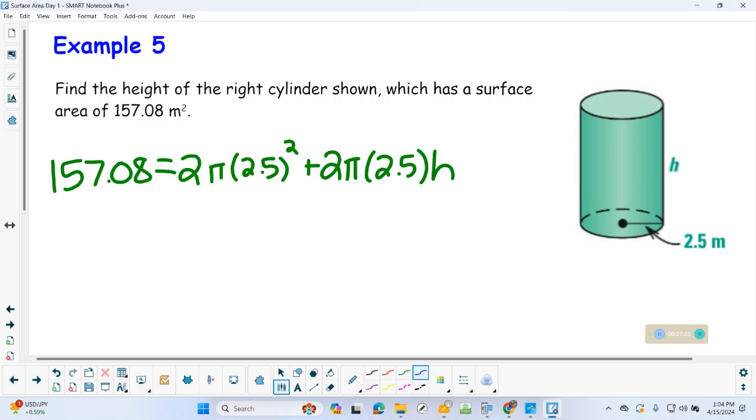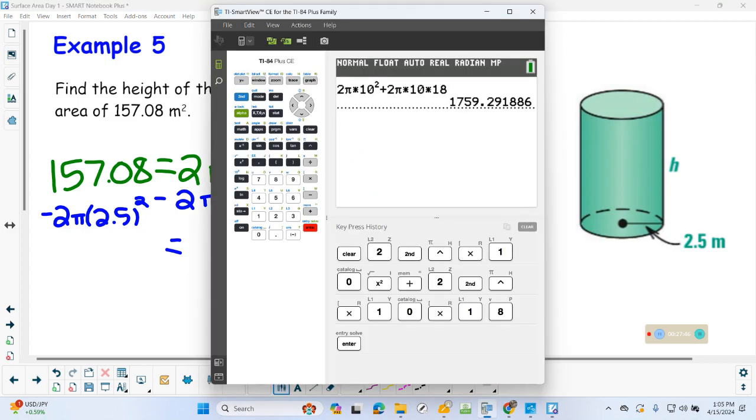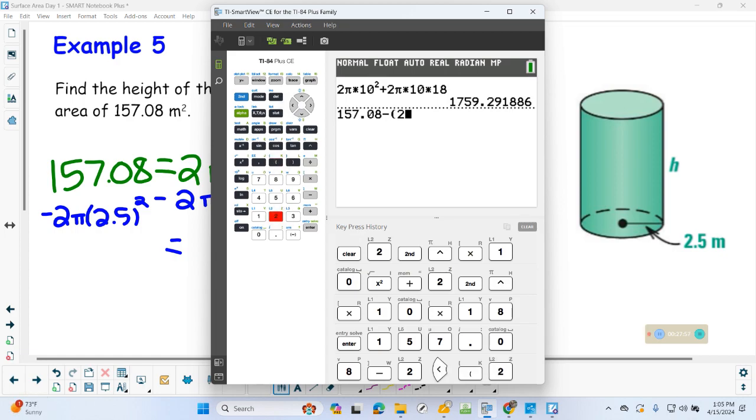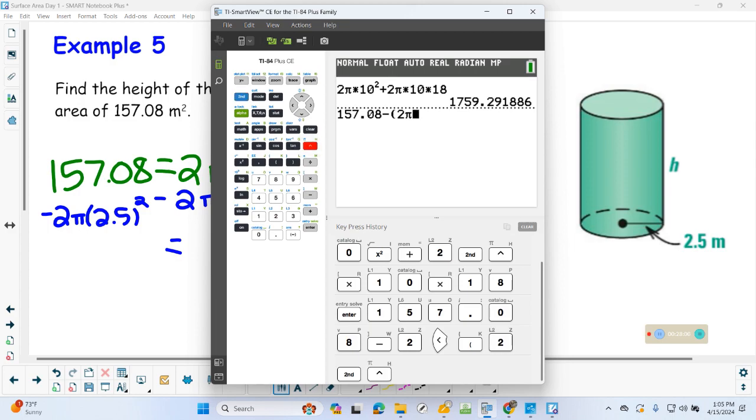To get h alone, I would first get rid of this term. To get rid of this, I'm gonna go to my calculator, I'm gonna subtract it, because that will make 0 there, but of course I gotta subtract it over here. So the first thing I'm gonna do, we're gonna do this in our calculator, I'm gonna type in 157.08 minus. Now I'm going to put this in parentheses to make sure it subtracts the whole product: 2 pi times 2.5 squared.